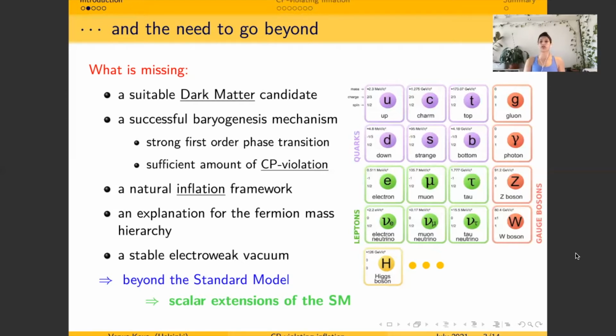For these reasons, we know that to find the ultimate theory of nature, one needs to go beyond the standard model. One of the best motivated beyond standard model frameworks is the scalar extensions of the standard model. The scalar sector in the standard model, which comprises one Higgs doublet, is the experimentally least constrained and least understood sector. Extending this sector allows for many well-motivated theories which address many of the standard model deficiencies and are accessible by many current and upcoming experiments.